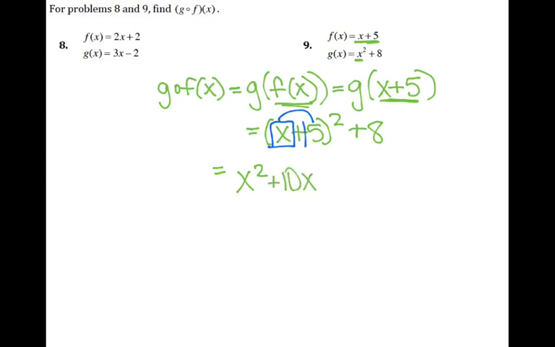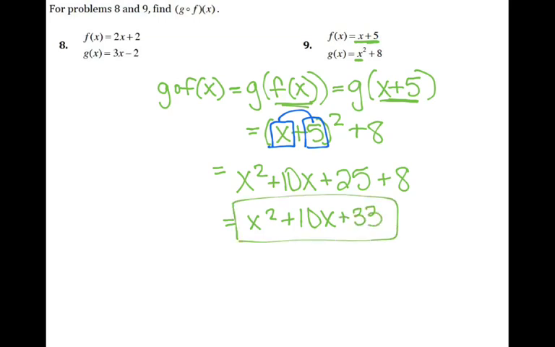And I am going to square this term. So 5 squared is 25. And then finally plus 8. So I have x squared plus 10x, and 25 plus 8 is 33. So there is your answer for number 9.